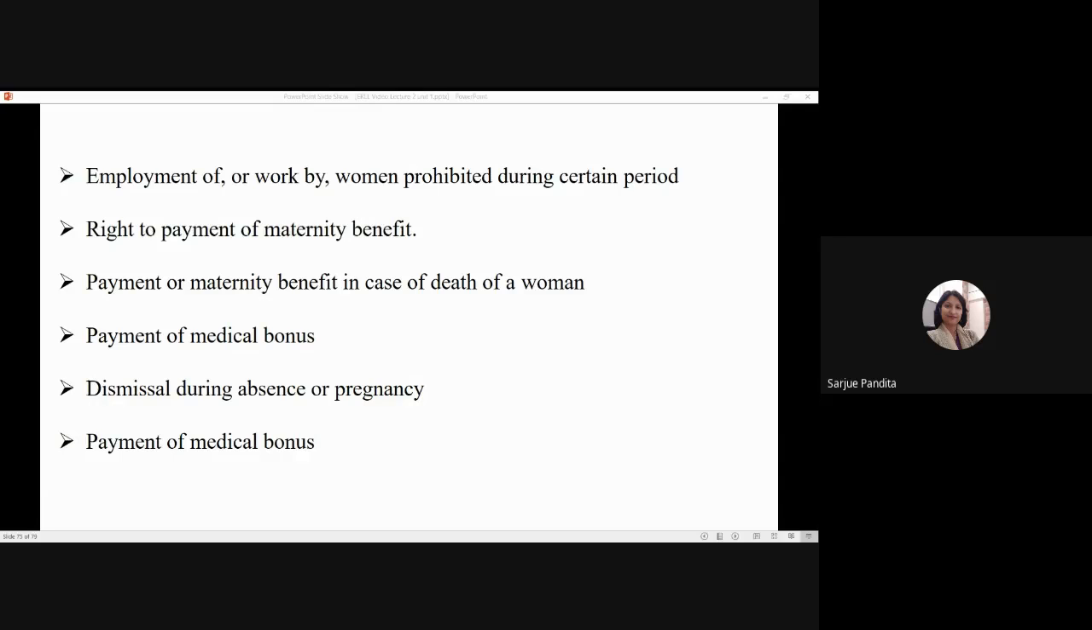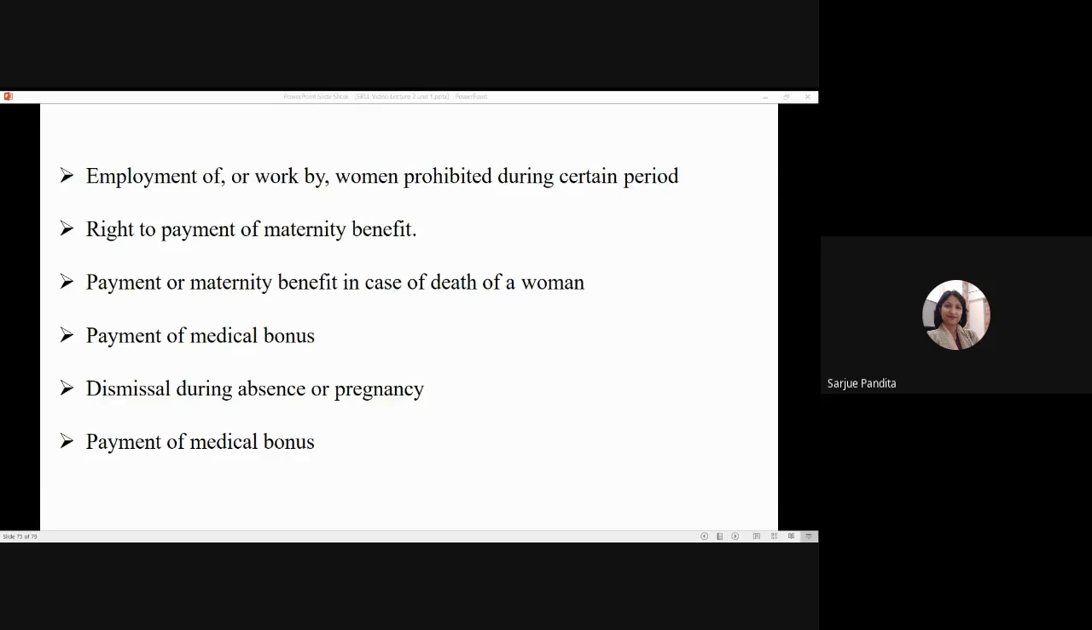Then no woman shall be entitled to maternity benefit unless certain conditions are met, when we talk about getting payment under this Act. First, the female should have been working for not less than 90 days. That means average wages will be calculated on the basis of 90 days, and she should not have worked less than 160 days during the entire 12 months before she actually goes for the maternity leave.